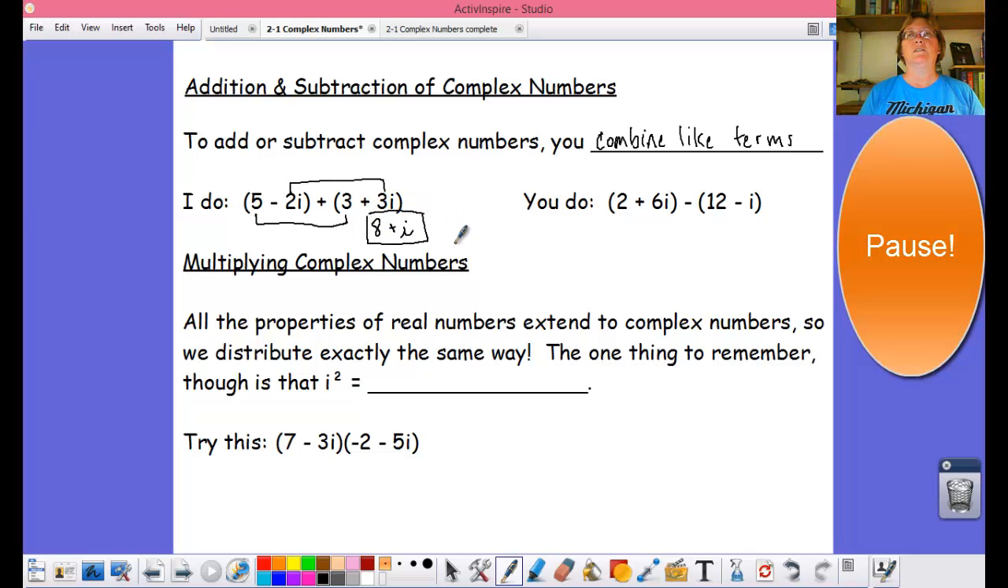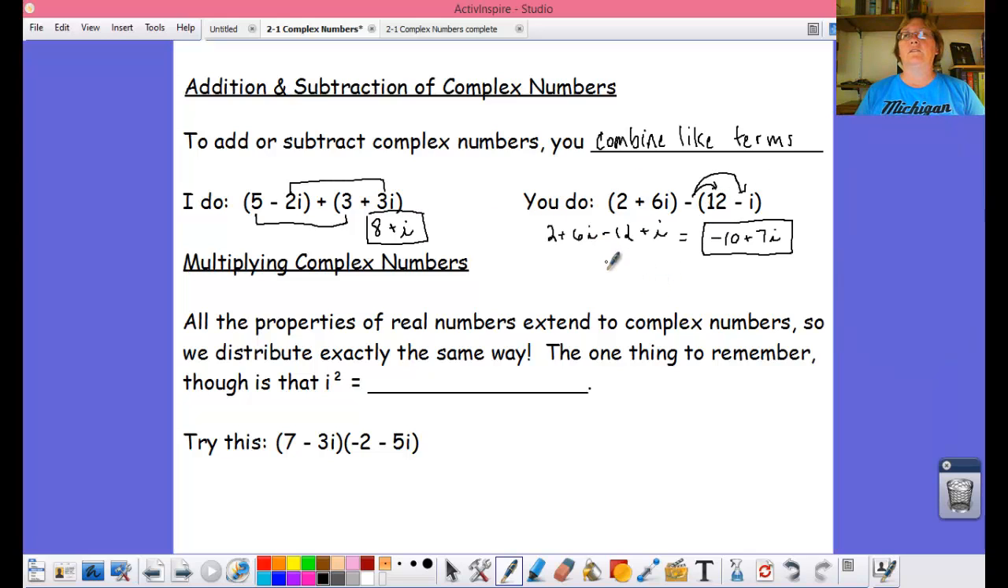I would like you to pause the video and do this subtraction. Here's my work for that problem. Since this is a subtraction, we have to remember that you subtract everything inside the parentheses. That is, 12 gets subtracted, but -i also gets subtracted. So a negative becomes a positive. Final answer there is -10 plus 7i.